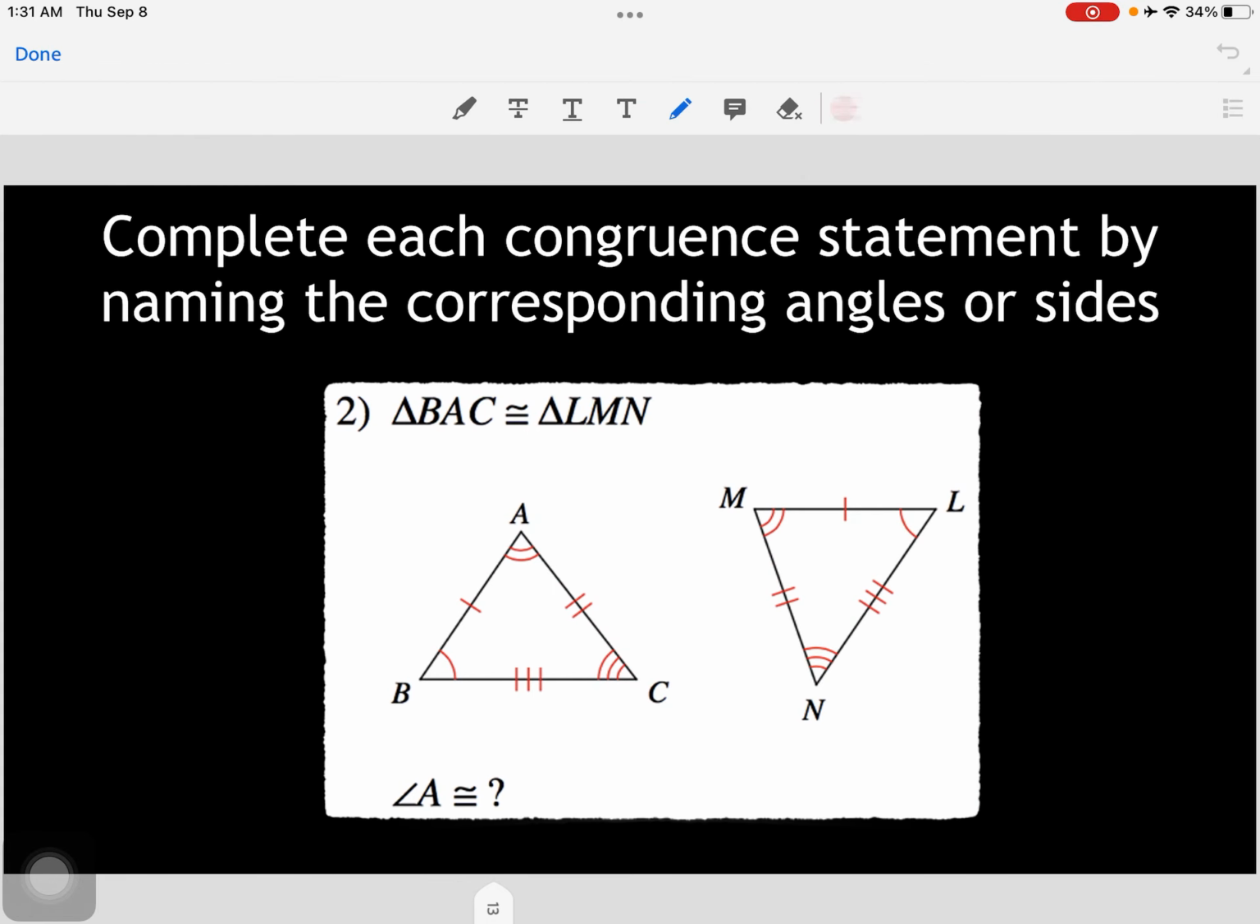So for this one, we know that angle A corresponds to angle M. So we can say here that angle A is congruent to angle M.